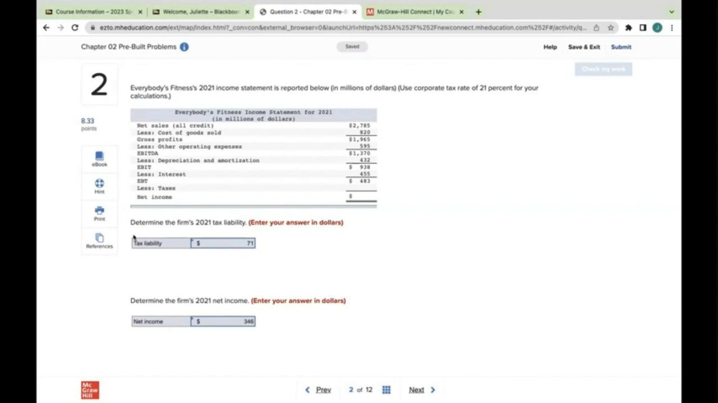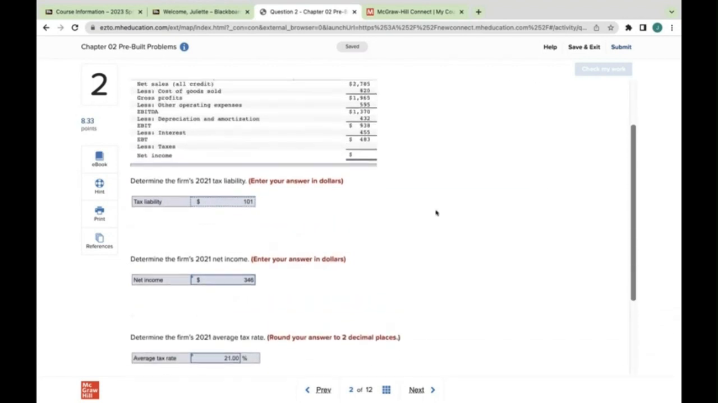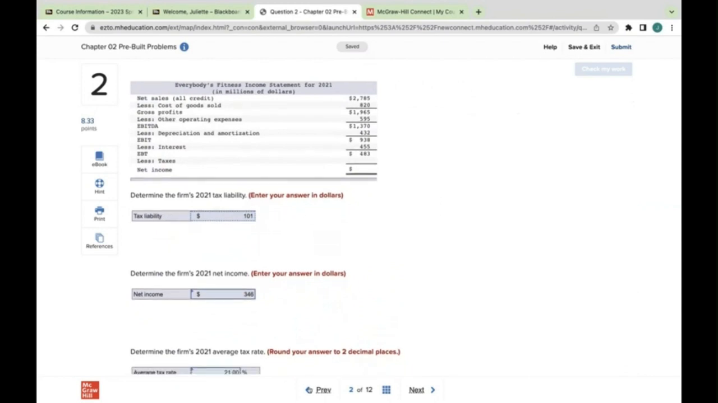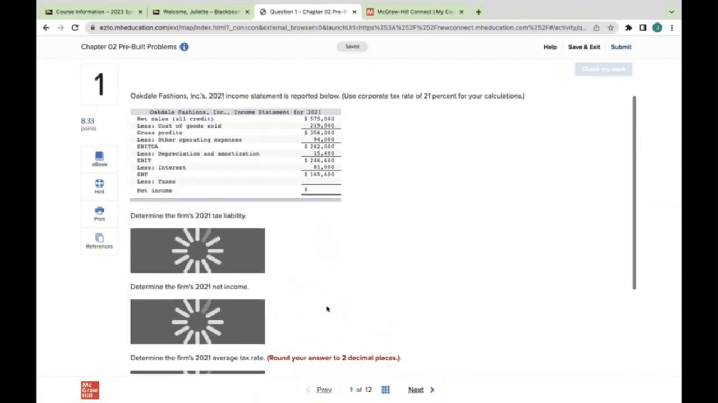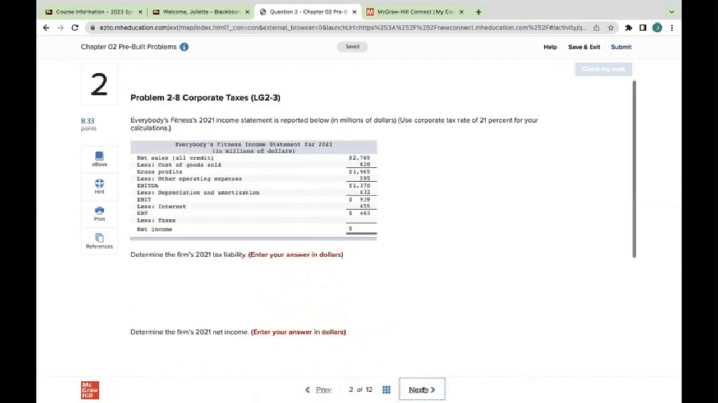I tried it before and I got 101. Then subtract that, and you will get net income, right? Yeah, but it said it was wrong though. It says it's wrong? Yeah, when I checked my work before. That's weird. Oh, it's a different problem now? Yeah, it's a different problem. They're the same concepts.